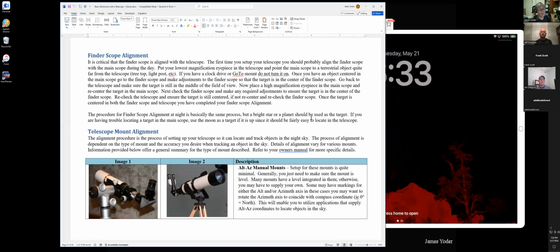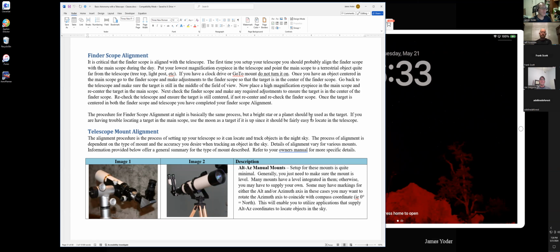I found with the go-to mount, after you do the initial calibration, you don't use the finder scope, or at least I never do. It doesn't make any difference. But the initial finding of the object can be very difficult. I don't know if you guys have tried, probably everyone has, to find an object without using your finder scope.